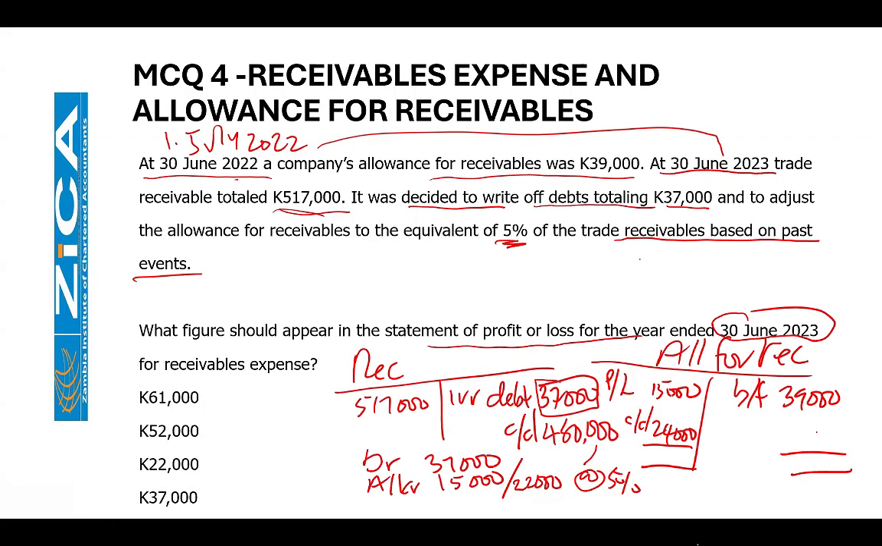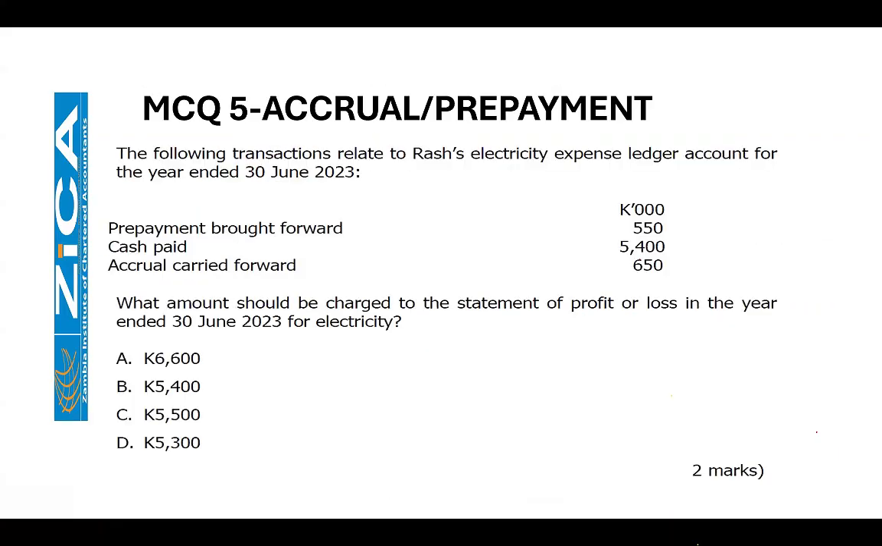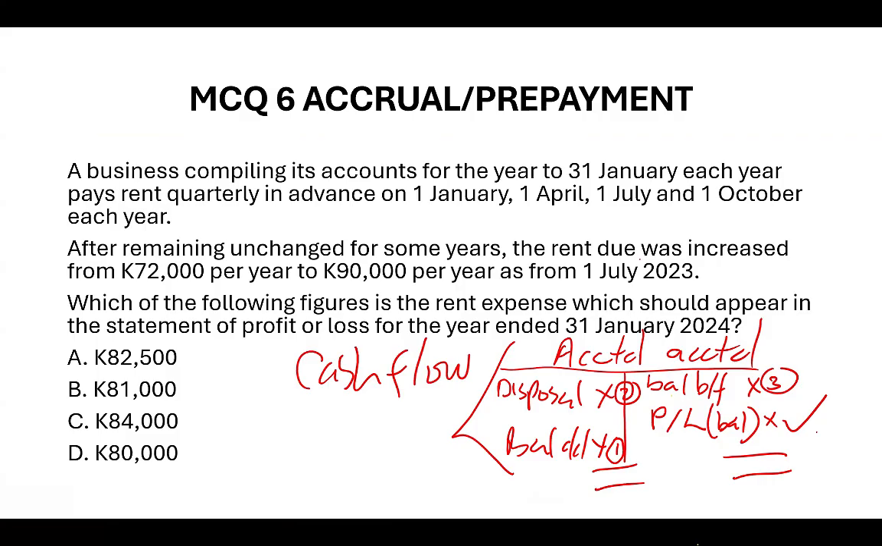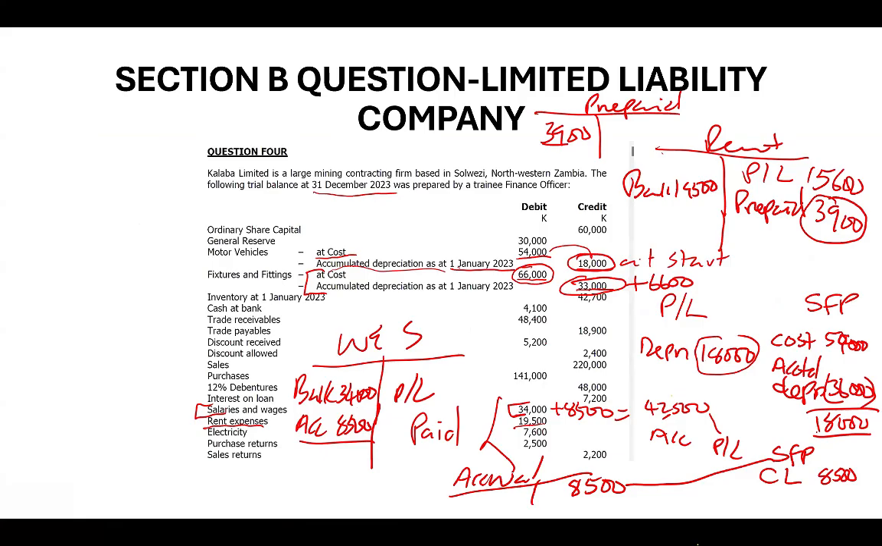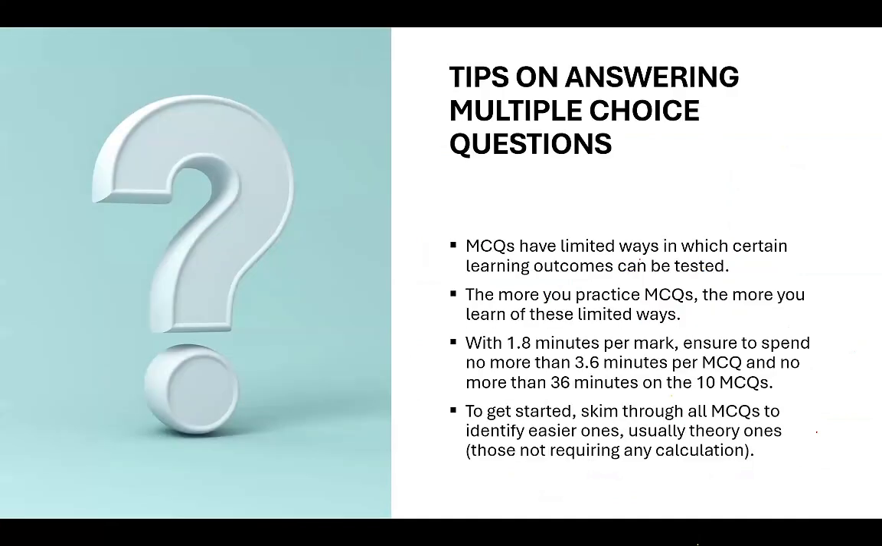So this is what we mean when we say the learning outcomes are examined in a limited way in which the questions will be crafted. So as a student, when you have gone through a number of past exam questions, you'll be able to even pick this for yourself. The more you practice the multiple choice questions, the more you become familiar with these limited ways in which the learning outcomes are generally examined. Okay? It's limited, it's no secret.